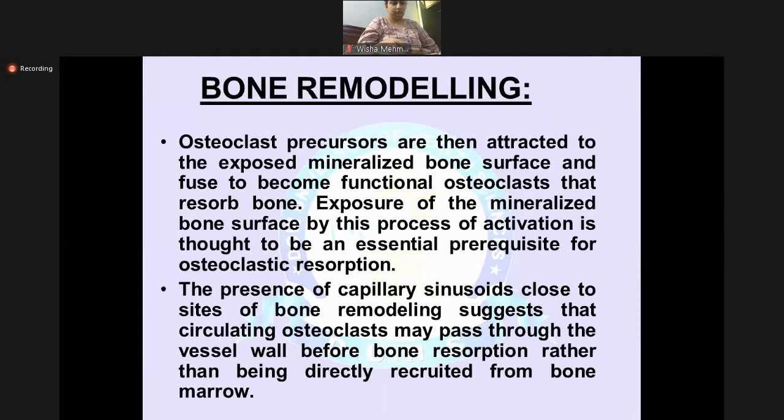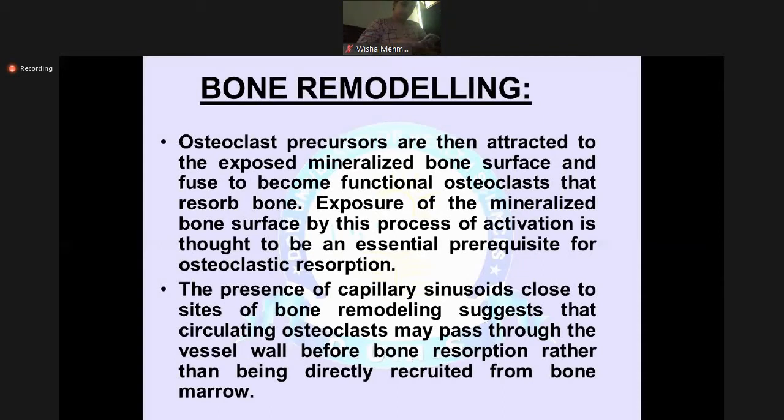Now, next, what occurs? Now the activity of the osteoblast starts. So what happens in osteoblastic activity? The osteoblastic activity is basically the formation of the bone. It is the process which involves the synthesis of collagen and formation of bone matrix that is mineralized. So these osteoblasts are basically concerned with bone formation.